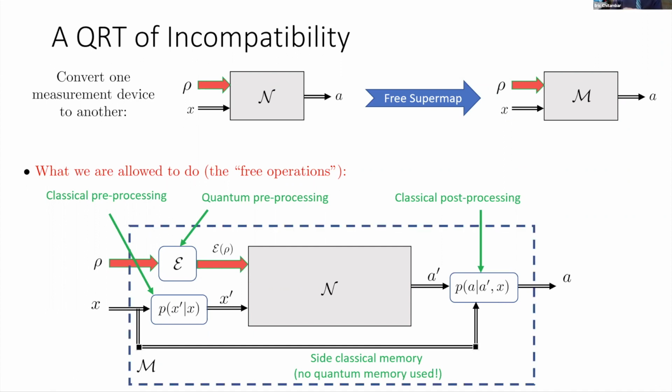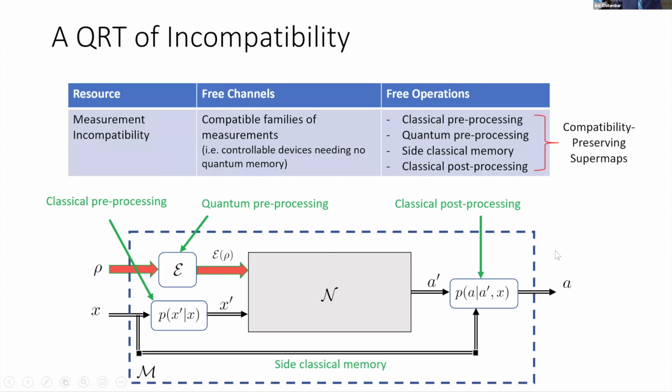All right. And again, combining all this, what we get is some new measurement device with a quantum input, classical input, and a classical output. And this defines for us a resource theory of measurement incompatibility, where the free channels are compatible families of measurements. And here we have our free operations, which look somewhat complicated, but actually they make intuitive sense because it's basically everything you can do without quantum memory.